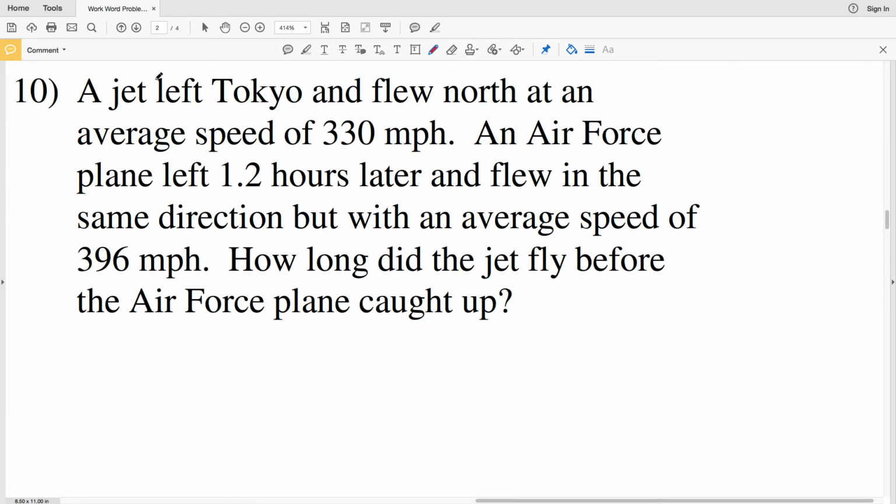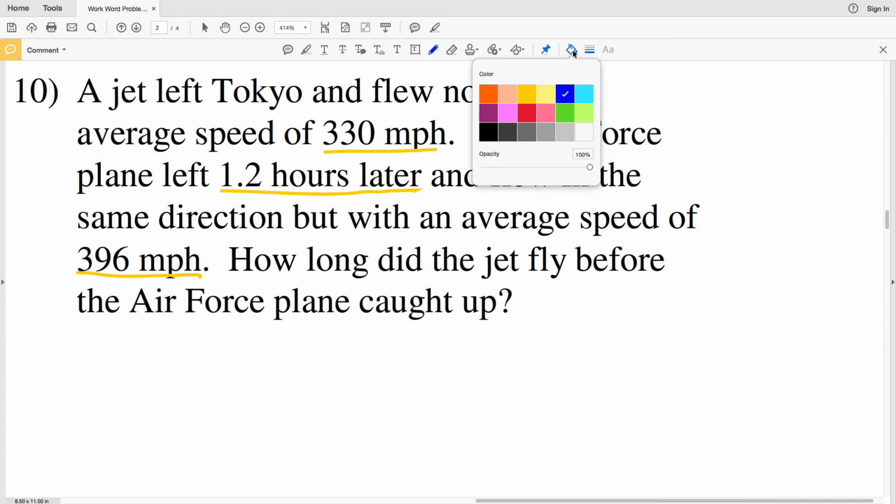In number 10, it says a jet left Tokyo and flew north at an average speed of 330 miles per hour. An Air Force plane left 1.2 hours later and flew in the same direction. So this north isn't very critical. We just know that they're flying in the same direction. The Air Force plane flew with an average speed of 396 miles per hour. It's asking us how long did the jet fly before the Air Force plane caught up.